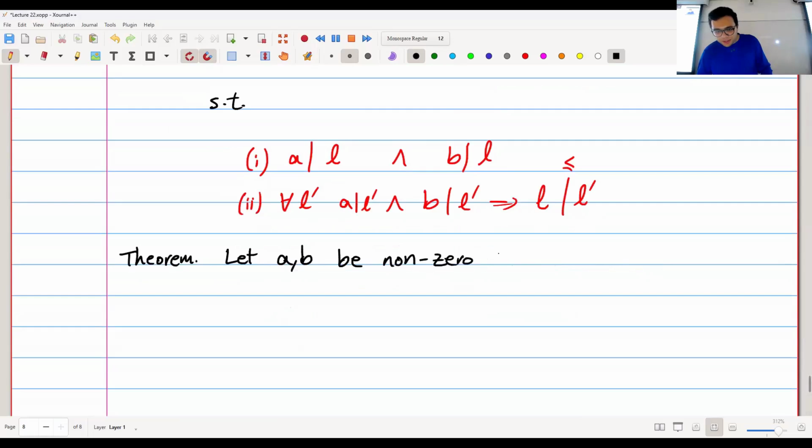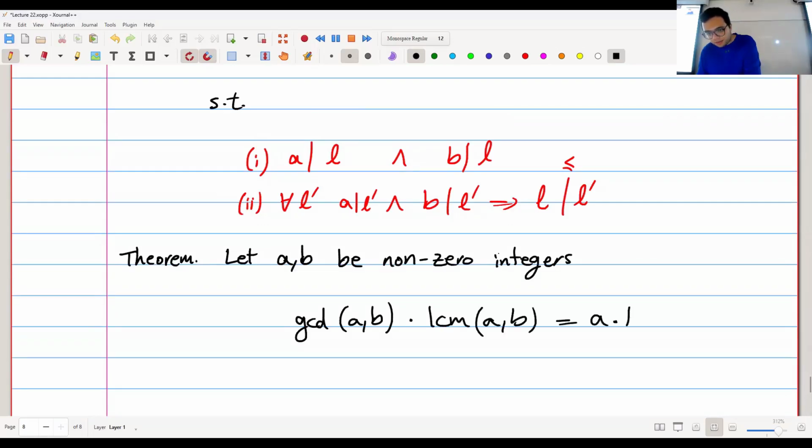I don't really care about 0, because we cannot divide by 0 anyway. So let A and B be non-zero integers. I claim that GCD of A and B times LCM of A and B is equal to A times B.